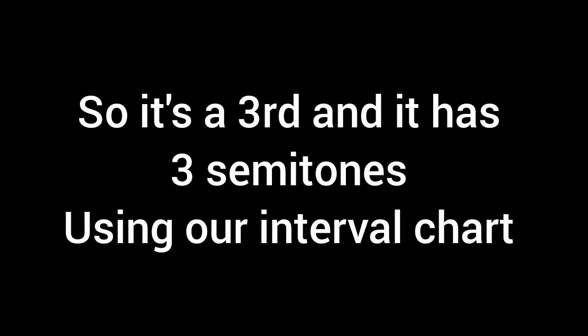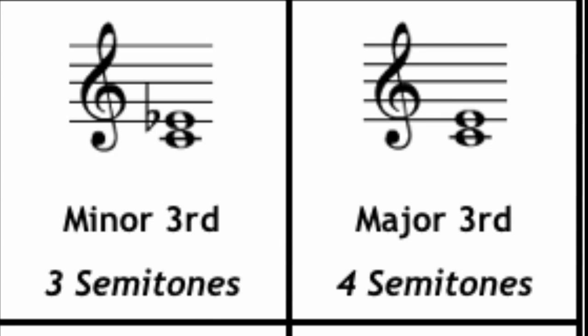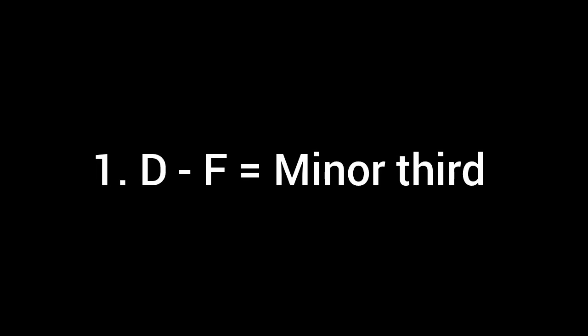So if we check our interval table or our interval chart, we'll see that when it is a third and it has 3 semitones, it is a minor third. The other one there is a what? Major third. But a major third has how many semitones? 4. Has 4 semitones. So because it has 3 semitones, it's a what? A minor third. So the interval of D to F is a what? A minor third. Is that clear? Okay, good.